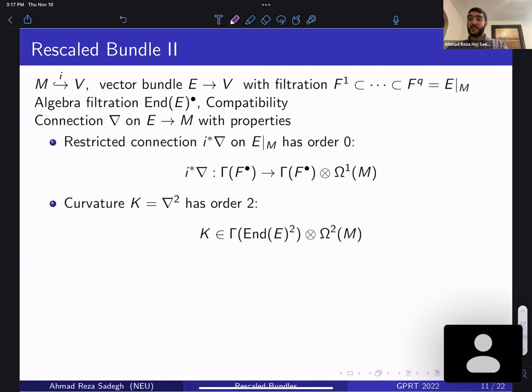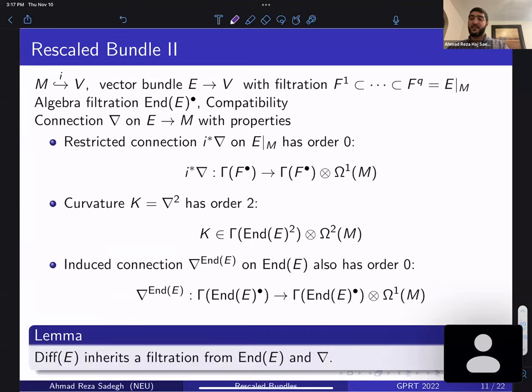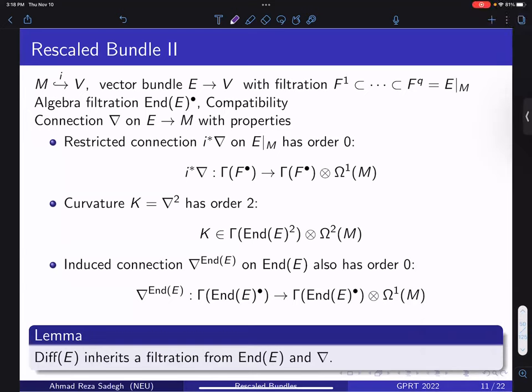Second, you will assume the curvature of this connection has filtration order at most two, so that K lies inside the sections of the endomorphism bundle of filtration order two. That is the main assumption here. And one other thing you also need is that the connection induced from that nabla connection on the endomorphism bundle also has order zero.